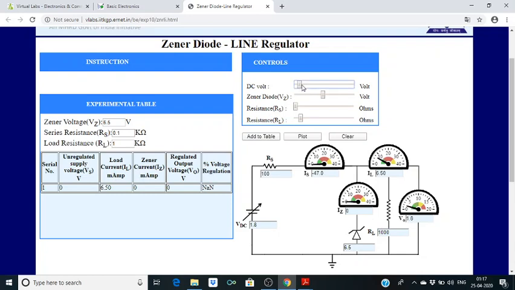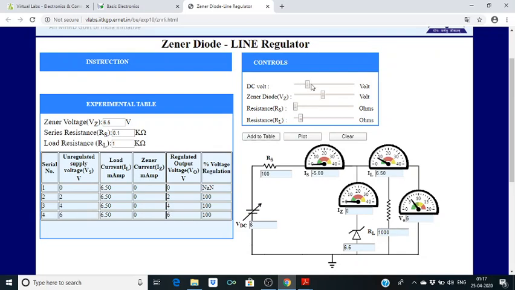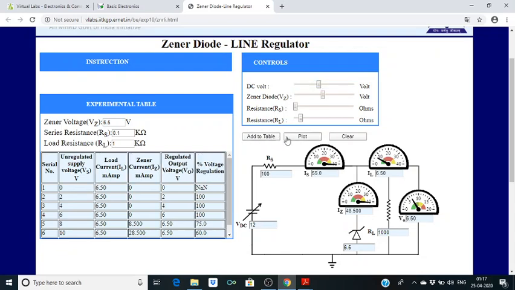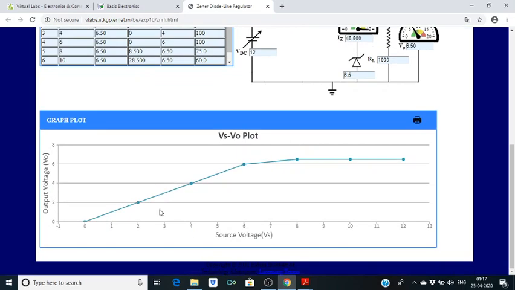Now 0, then 2, then 4, then 6, then 8, then 10, and then finally 12. And now we will plot it. So we are getting this kind of curve.